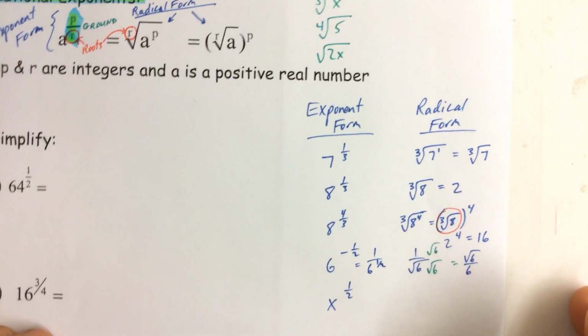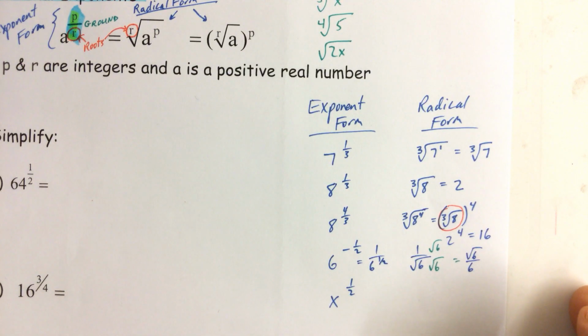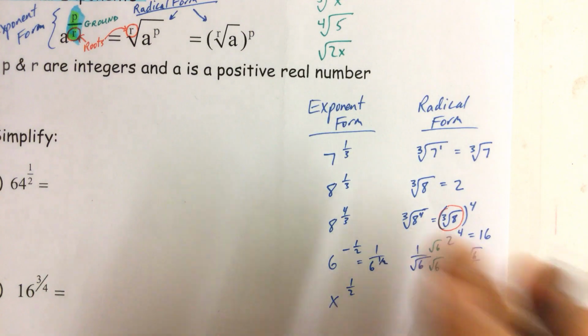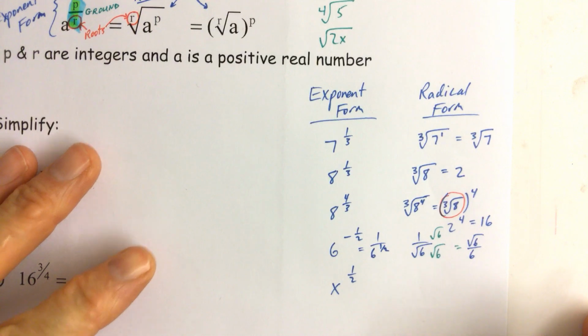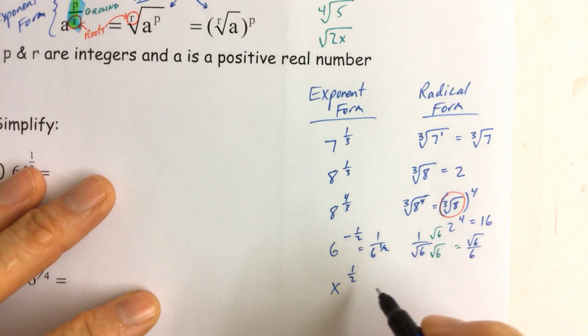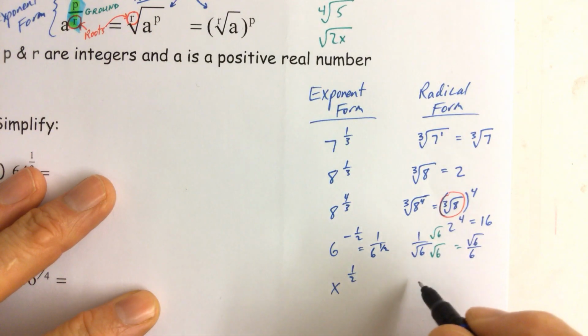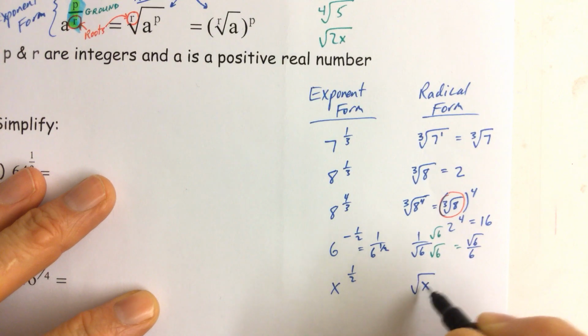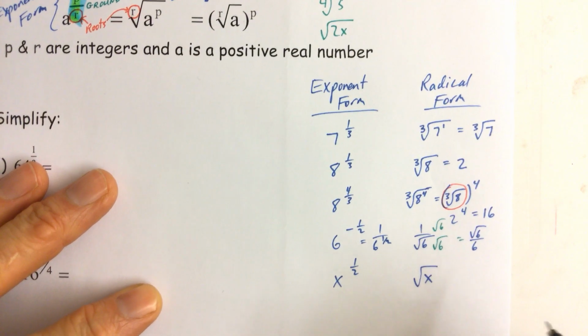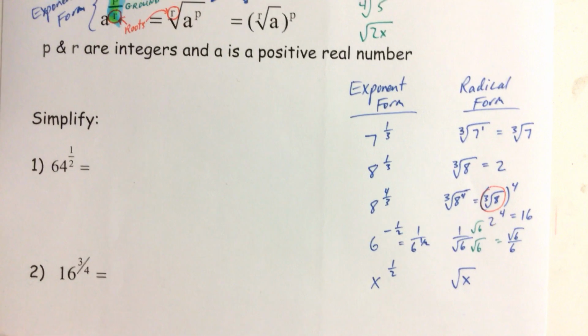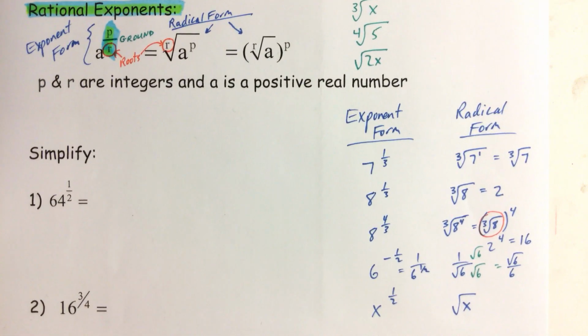So these are all things that we should be able to do pretty quickly, and when you see these a lot, then you become more comfortable. And again, x to the 1/2 in exponent form can be written as the square root of x in radical form. So I'll leave that for the first video, and then I'll pick up with the examples in the next video.